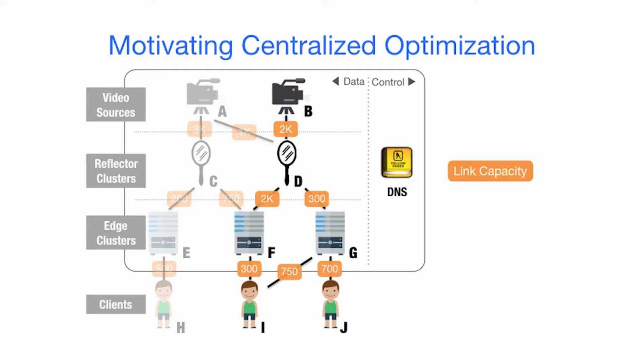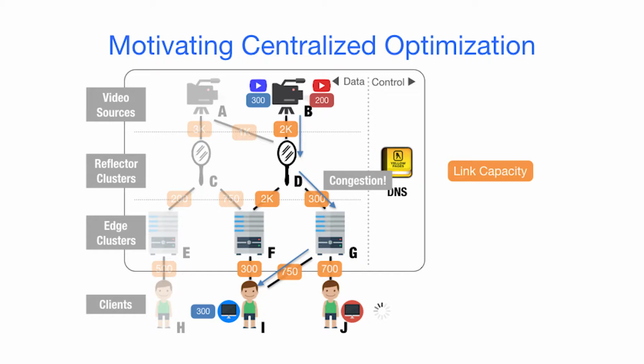So for example, if we have two videos up there at the top, this blue one and the red one, and you have two clients, one wants the blue and one wants the red video, if that blue video is seen first, it might take a path like this through the network. And you'll notice right away that we're now congesting that D to G link. So now, unfortunately, our guy watching the red video is either going to not see it at all, or they're both going to suffer with a lot of buffering.